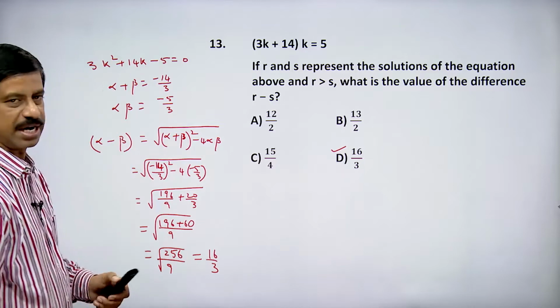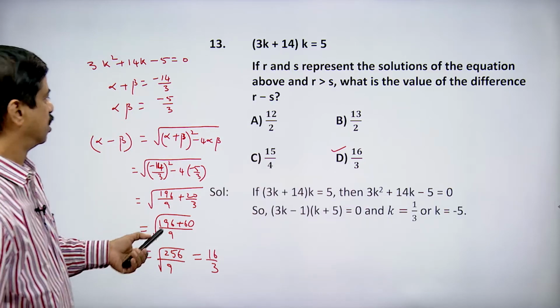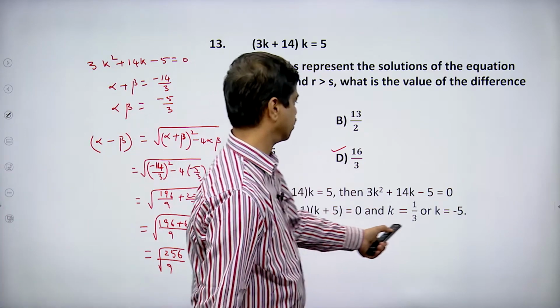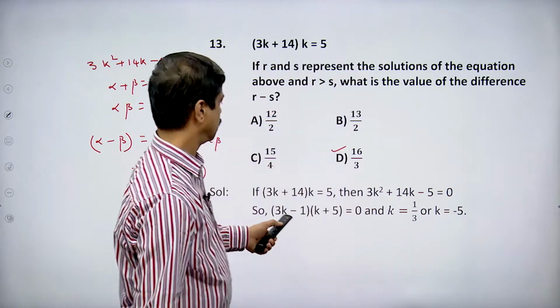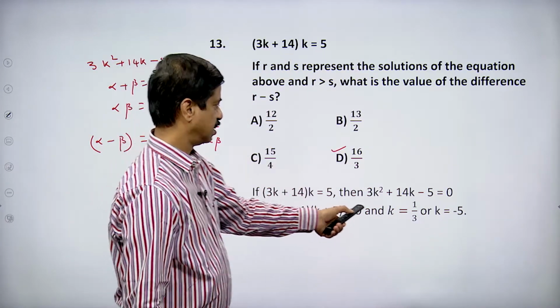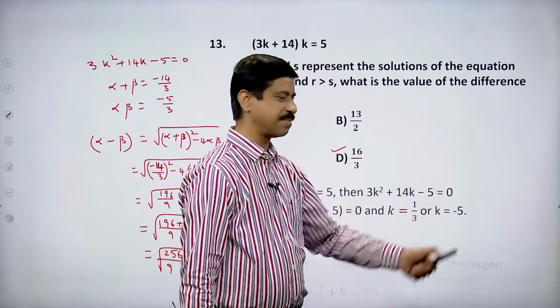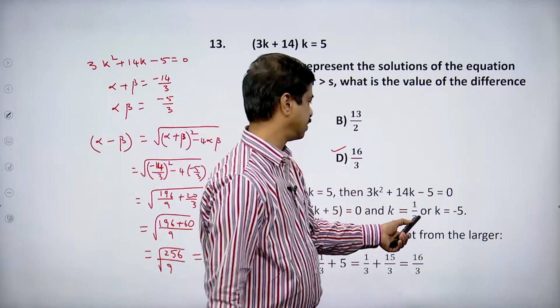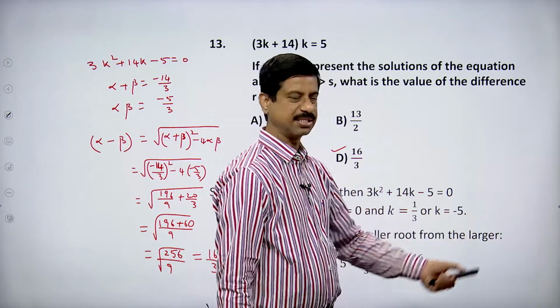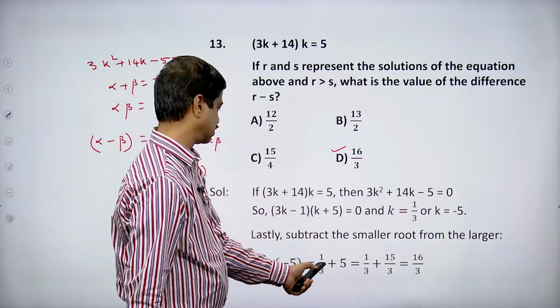So this is the technique we have used here. So here what are we doing? We are finding out the factors, and roots we got as 1 by 3 and minus 5. So 1 by 3 is bigger, so this is R and this is S. R minus S is this.